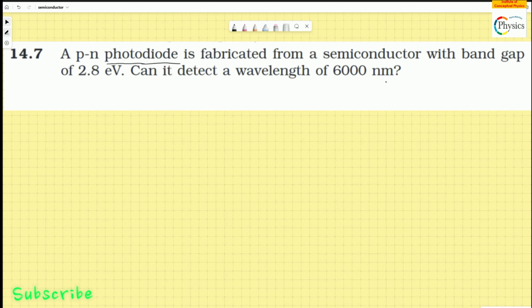And the question is, if we bombard the semiconductor PN photodiode with a wavelength of 6,000 nanometer, and the band gap, if you see, is given to be 2.8 electron volts, which is pretty big, if you compare this with silicon. Will we be able to detect this wavelength or not?